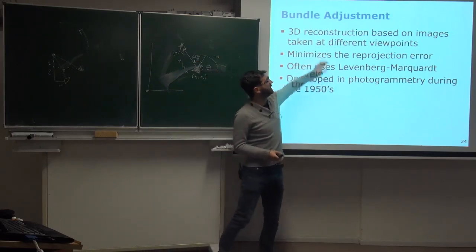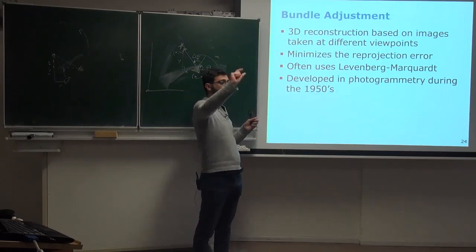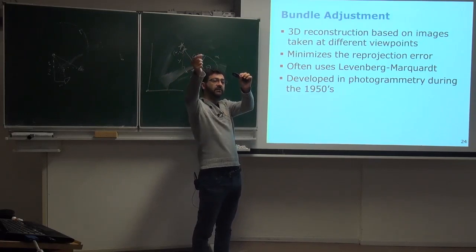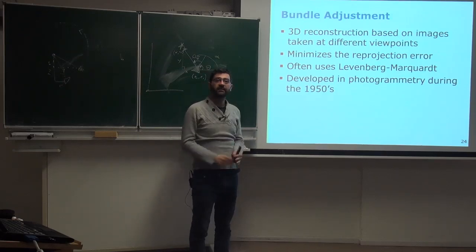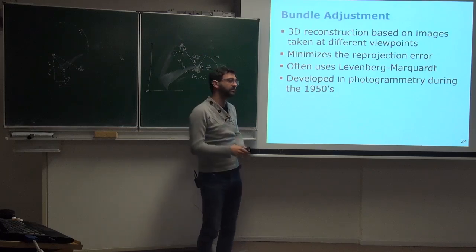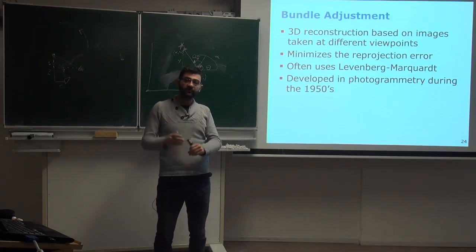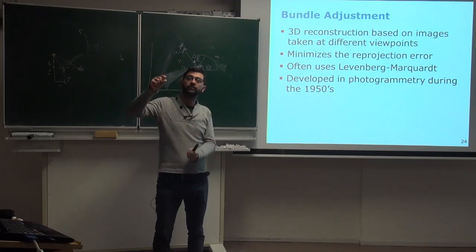And reprojection error means I have my camera, I'm observing a landmark on this pixel, and now I take the current estimate of the landmark, put it back on my camera, and I want to minimize the pixel distance between where I'm seeing the landmark and where it is projected in my camera. So that's what minimizing the reprojection error means. It's a different cost function, but in principle it's the same as we've seen before. The only thing you have to change is how you compute the error function.